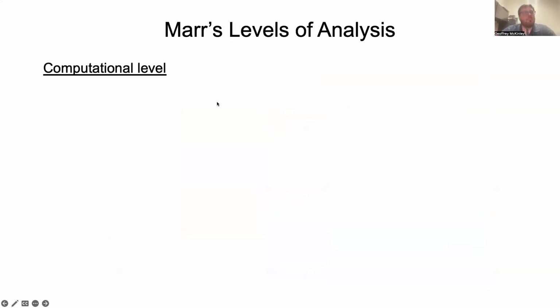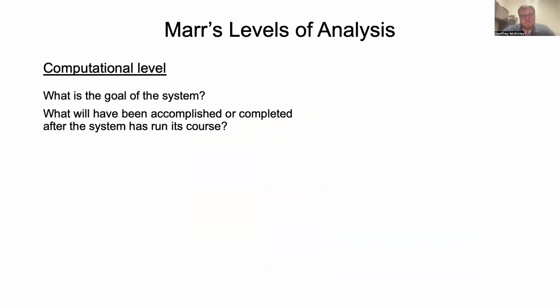So again, Marr's levels of analysis, we have the computational level, and here we're asking what is the goal of the system or the function? What's the system trying to accomplish, whatever that may be? Could be vision, language, perception, depth perception, color perception, all kinds of things, right? You can also ask what will have been accomplished after the system runs its course. What's the output of that computation or function? What should it look like, right?